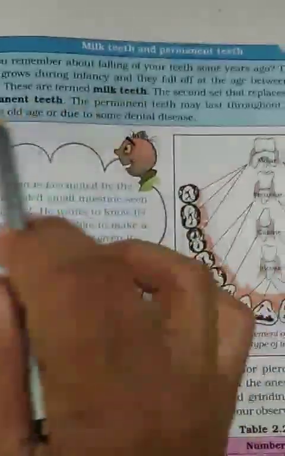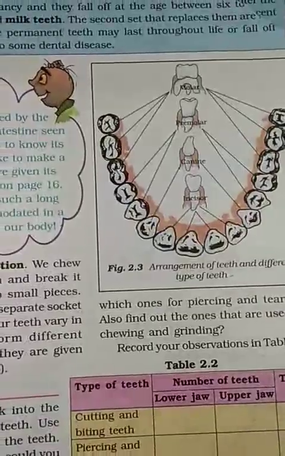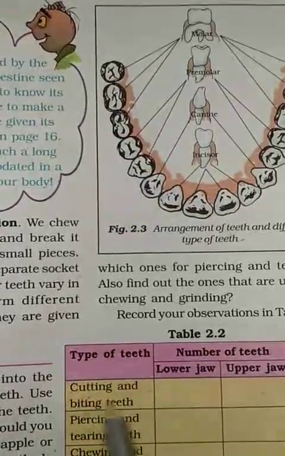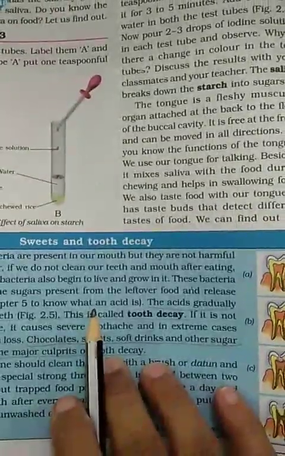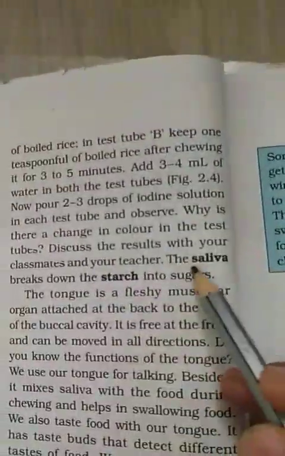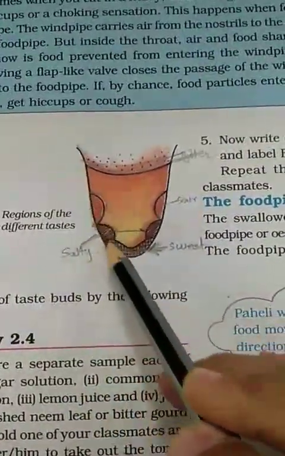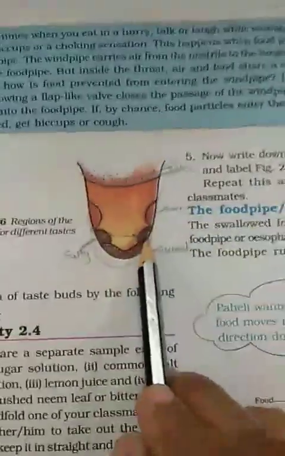Then what is milk teeth, what is permanent teeth, what are the different types of teeth present in our mouth, what are their functions, which teeth are responsible for cutting and biting, piercing and tearing, chewing and grinding. Then next we have seen what is tooth decay, what is saliva, how saliva helps the food to digest easily. We have seen about the tongue, how different tastes are identified by different regions of the tongue.